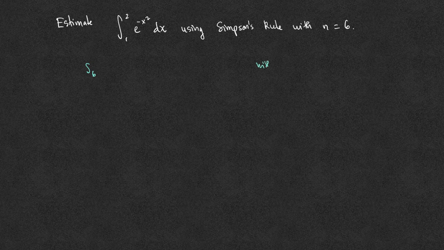The width of each interval is always delta x, which is (b minus a) over n. b is the upper limit of integration, 2, a is the lower limit of integration, 1, and n is the number of intervals specified. The width of each subinterval is therefore 1 over 6. We divide the interval [1, 2] into 6 subintervals. We then find the endpoint of each of the subintervals.